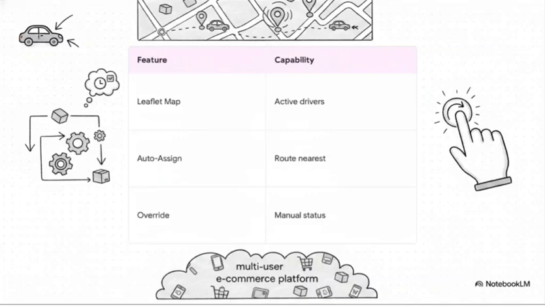But, and here's the kicker, they aren't doing this manually. The system features an auto-assign capability that automatically routes an order to the nearest available driver based on those 20-second pings. However, if something does go wrong, admins absolutely retain manual override powers, allowing them to expand any order, change its status, and assign a driver manually to fix the issue on the fly.